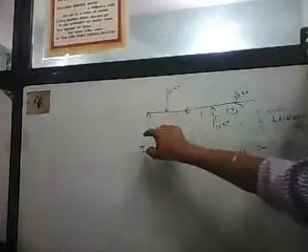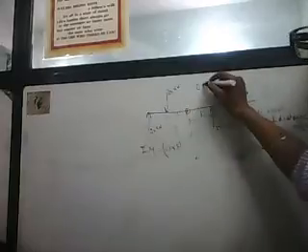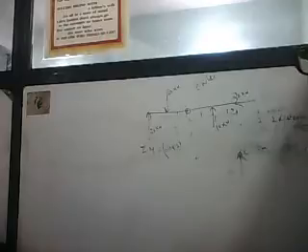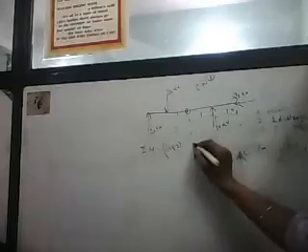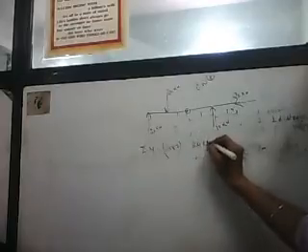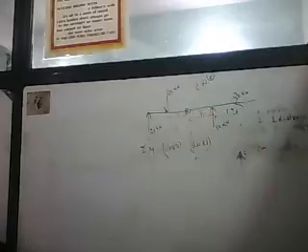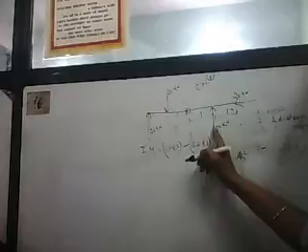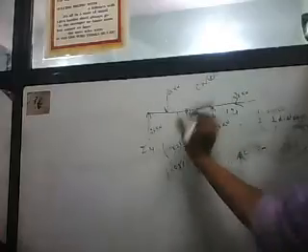And this one is turning clockwise. We are taking clockwise as plus. So 20 into 2. Next, 20 into 1, but in anti-clockwise direction. Is it clear to you? Anti-clockwise is minus. Next, this one, 10 into 1.